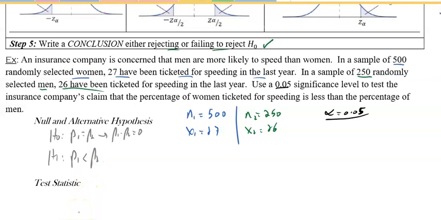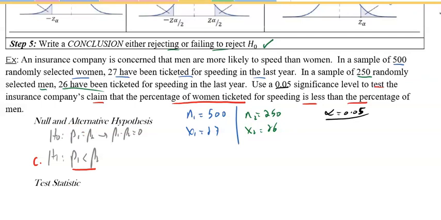So let's see how this works. Now, when it says test the claim that the percent of women ticketed for speeding is less than, the claim is right there. So if I reject the null hypothesis, I will support the claim. If I fail to reject the null hypothesis, I'll reject the claim. I'll say, that evidence does not support the claim.